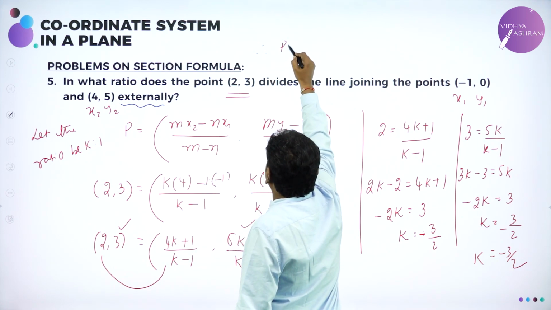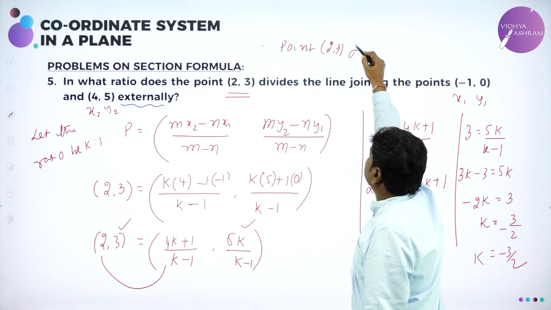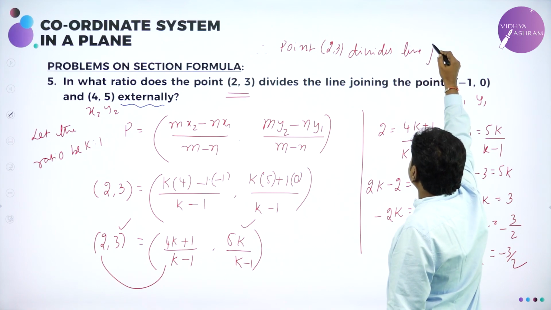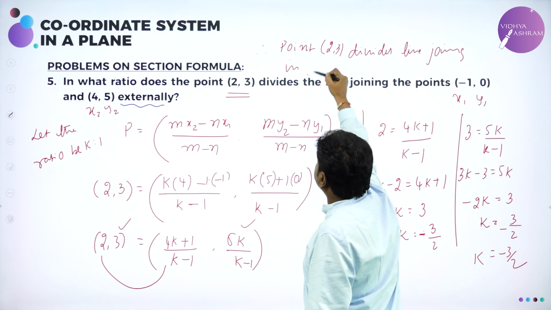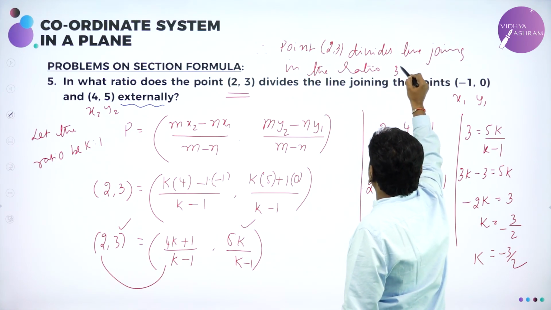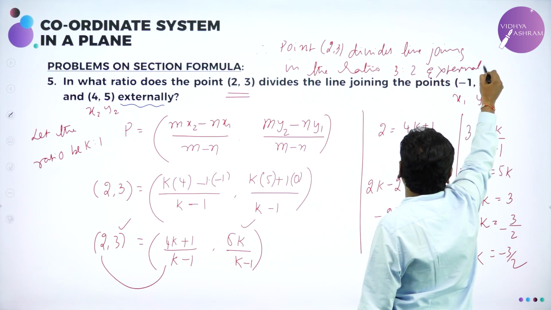So therefore, the given point, what is the point they gave? 2, 3. Point 2, 3 divides the line joining in the ratio 3 is to 2 externally. I wanted to find the ratio, we got it.